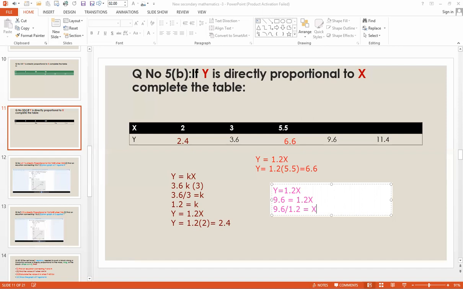Okay, so please help me divide 9.6 by 1.2. 9.6 divided by 1.2, and the answer is 8. Okay, so 8 is equal to x. Getting my point? So you have to write this 8 here in the table.